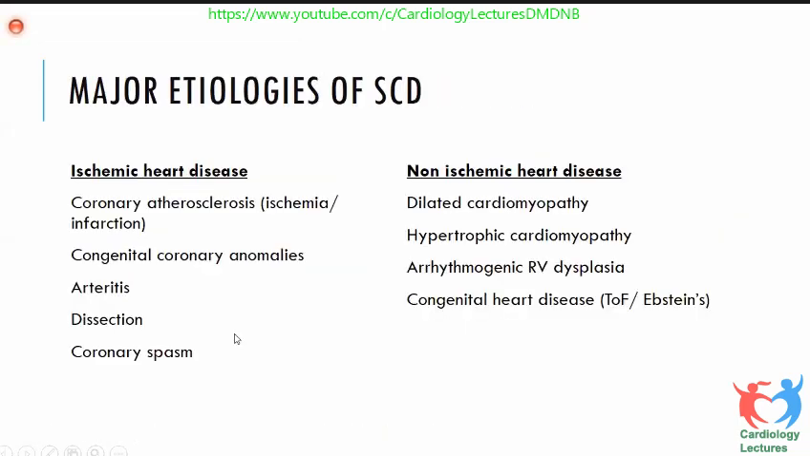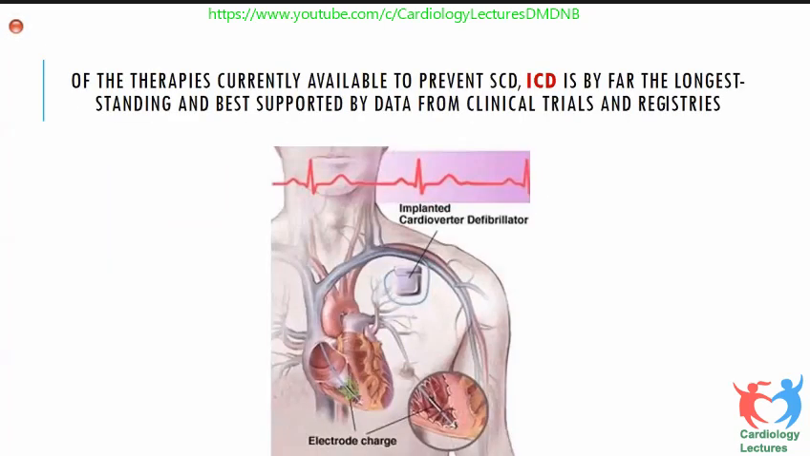The major etiologies of sudden cardiac death are listed here. Predominantly it is ischemic heart disease, or any disease involving the coronary or the aortic disease. The non-ischemic heart diseases are listed here, like dilated cardiomyopathy, hypertrophic cardiomyopathy, arrhythmogenic RV dysplasia, and some congenital heart disease, especially the post-repair TOF or the Ebstein patient.